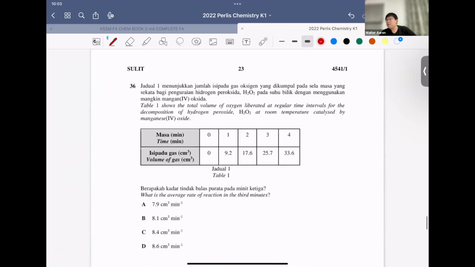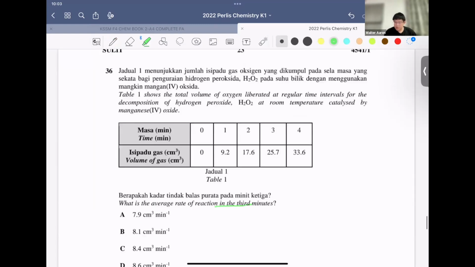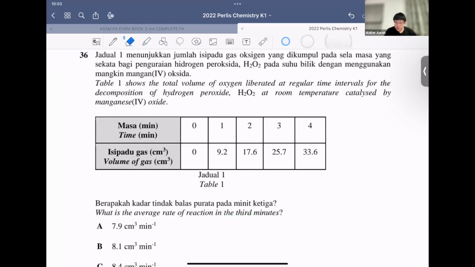All right, for 36, table 1 shows the volume of oxygen liberated at regular time intervals for the decomposition of hydrogen peroxide at room temperature catalyzed by manganese(IV) oxide. So the volume of gas produced over time will be in that table. It shows you there, right? So it's asking what is the average rate of reaction in the 3rd minute. So in the 3rd minute means you have to check the average reaction in the 3rd minute. So that will be the 3rd one, deduct the 2nd one.